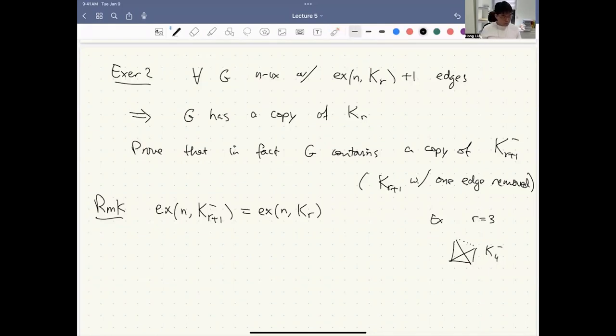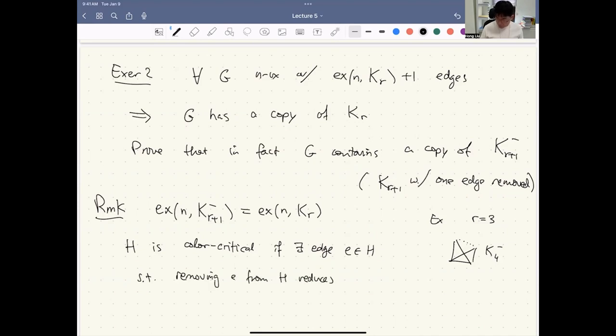So a graph H is color critical if there exists an edge E in H such that removing E from H reduces its chromatic number.